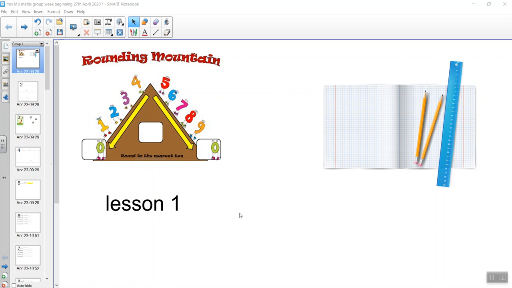Today and this week, we're going to be looking at rounding. You're going to need some paper and a pencil to help you.